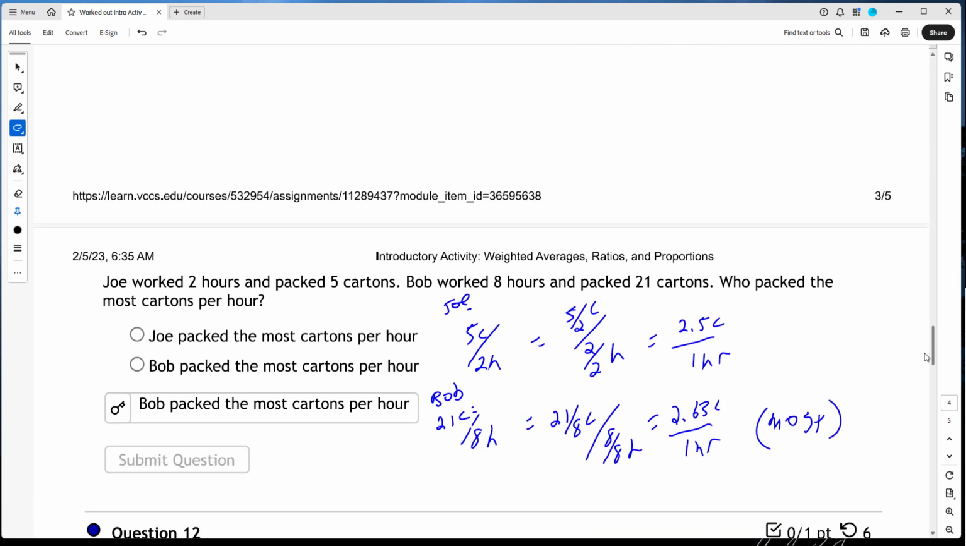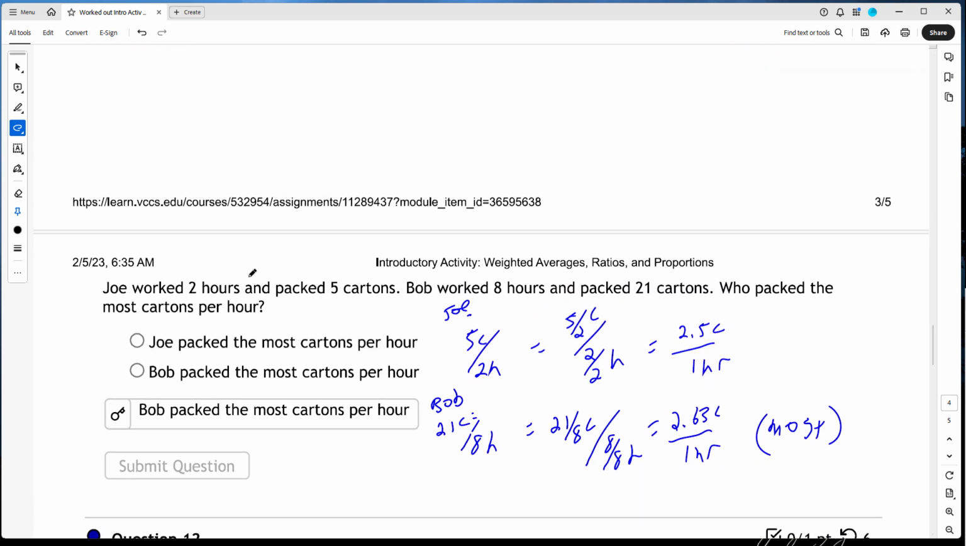That was number 10. Number 11. Joe worked 2 hours and packed 5 cartons. Bob worked 8 hours. He packed 21 cartons. Who packed the most cartons per hour? You've got to find the unit rate, units per hour. So I have my ratio here.